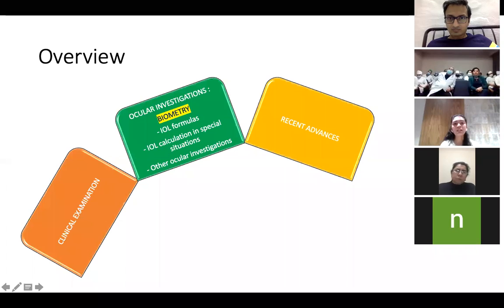to focus a significant amount of time on biometry, which would include the IOL formula calculations, IOL calculation in special situations. Then we proceed to other necessary ocular investigations and their recent advances. And then we should have some time for discussion, if any.